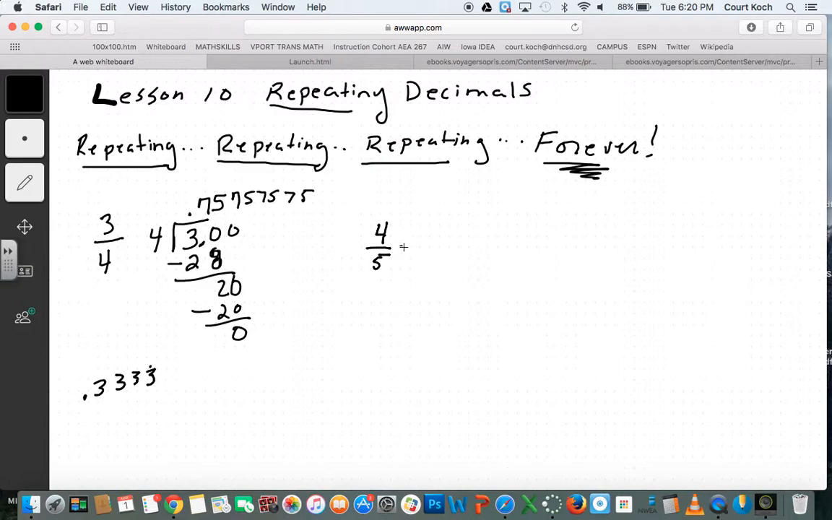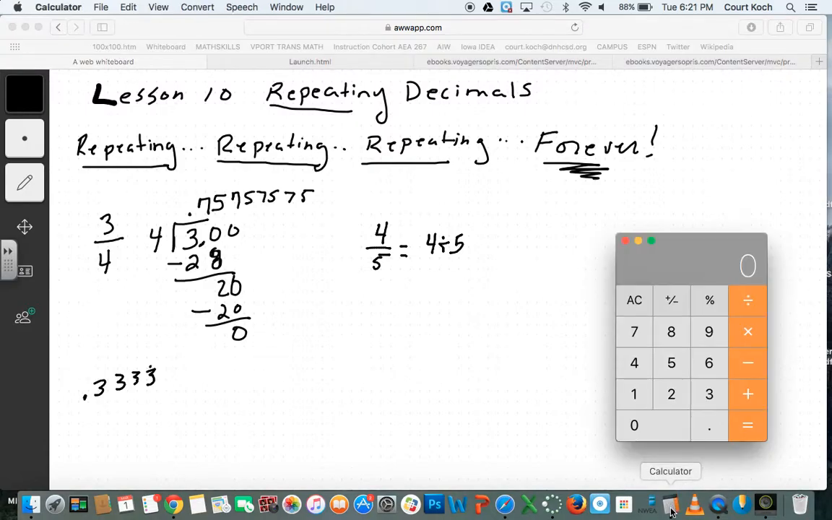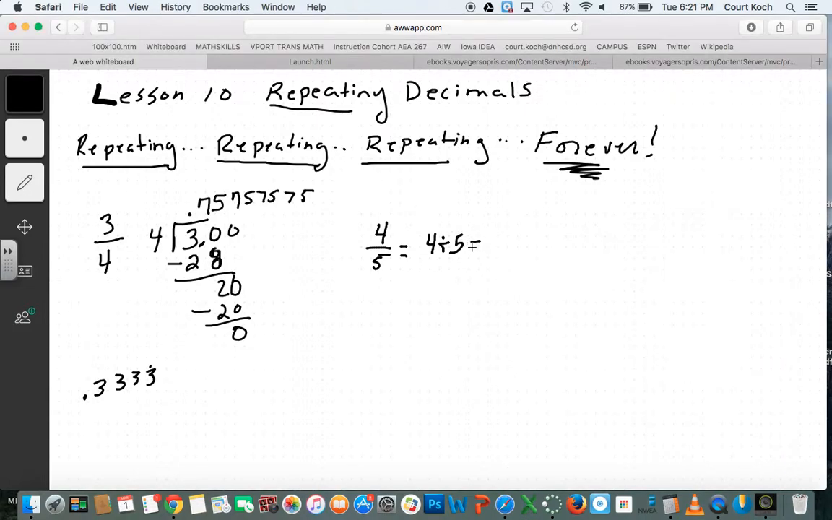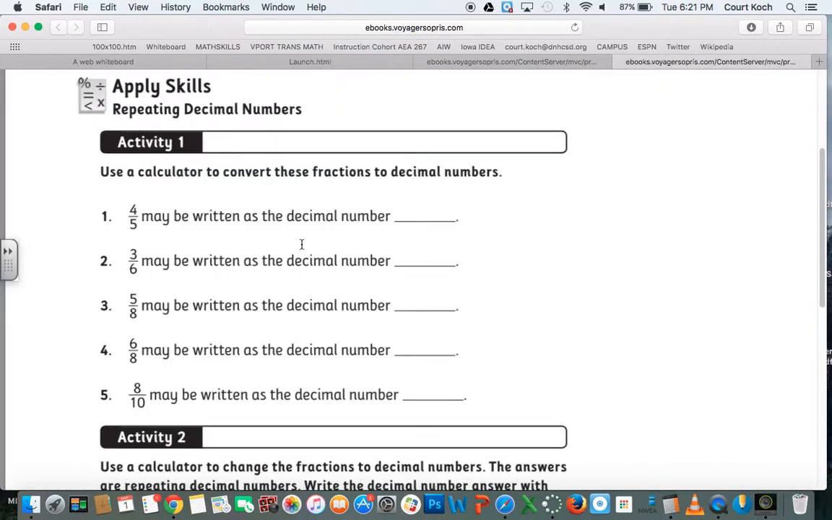You know that 4/5 looks like this. You also know how to change this into a decimal. I could prove this through long division, but I want you to know as long as you take the numerator and divide it by the denominator, top divided by bottom, you'll get that answer. So when I pull up the calculator, here's what I'm going to see: 4 divided by 5, 0.8. Nothing new there.